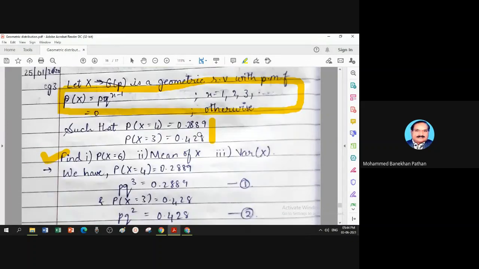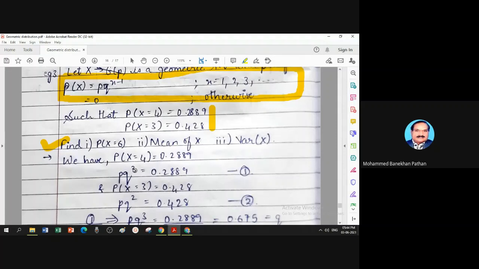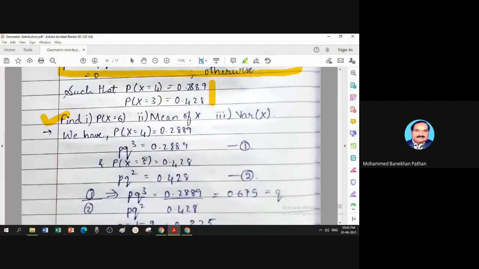Now the function is given in the question. It is not from my side. So I will use this function. Replace X equal to 4. So it is P Q raised to 3 equal to this probability. Now replace X equal to 3. You get P Q square, 0.428.